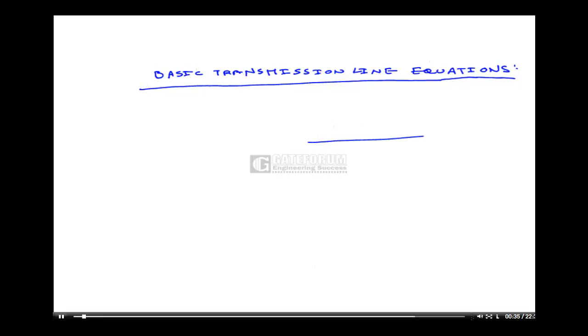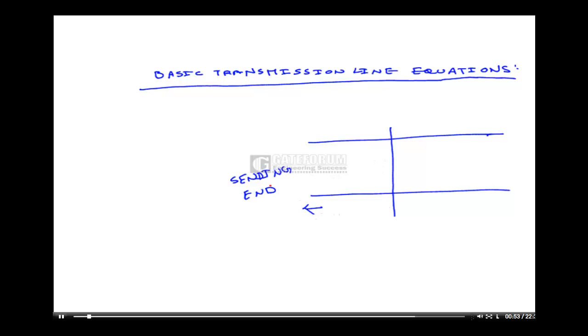I'm considering a general structure, a parallel wire line, having some distance and some length L. Suppose at a particular length from the sending end, this is the sending end and this is the load end. From the sending end at a distance of x, the voltage is V and the current is I.